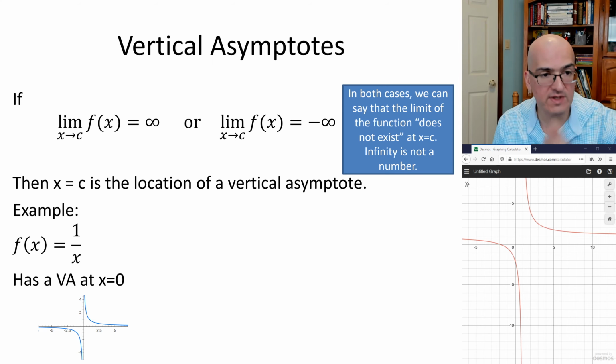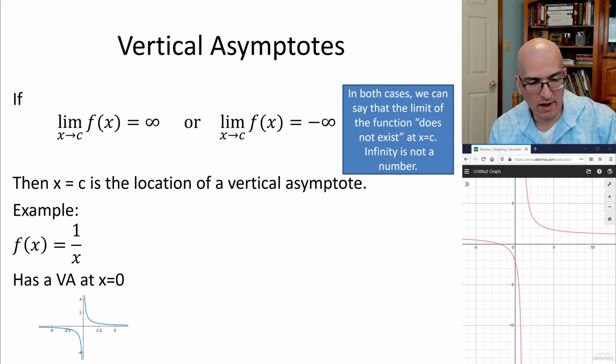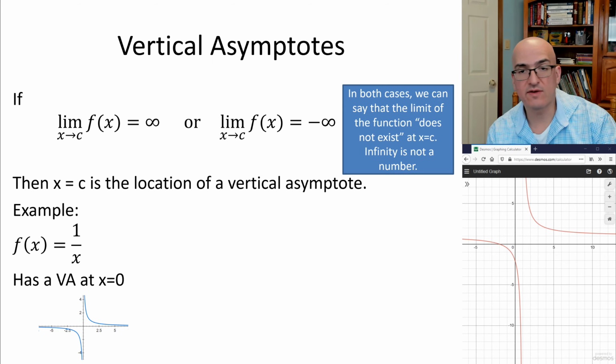So another example of a function that has this type of behavior is f of x equals 1 over x. It has a vertical asymptote at x equals 0. If we take the limit as x approaches 0 from the left of f of x, we get minus infinity. If we take the limit as x approaches 0 from the right of f of x, we get plus infinity.